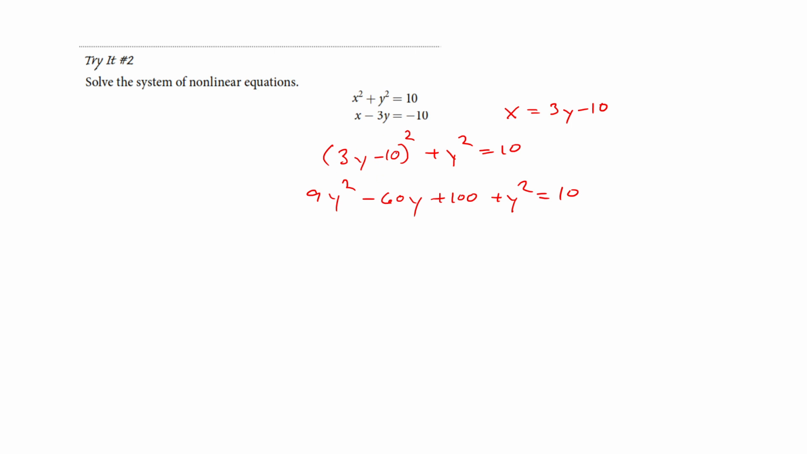Okay, so I'm really foiling that out. I did that in my head. Hopefully you followed me there. I'm just combining the y squareds. Now I should have done this in one step here. I'm going to bring this 10 over to the other side. So this is 0 over here. It's going to make that 90.